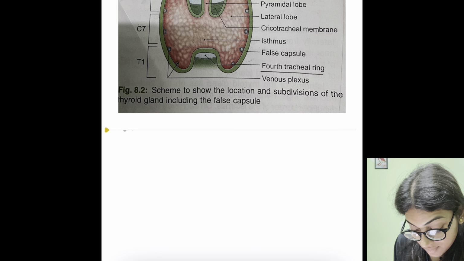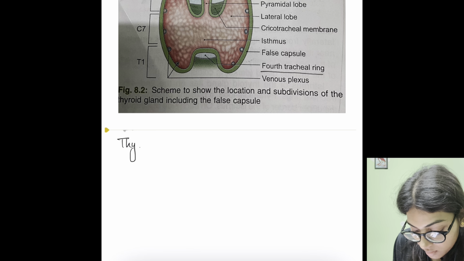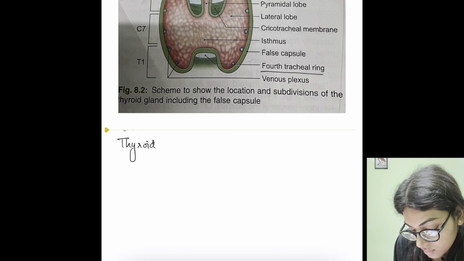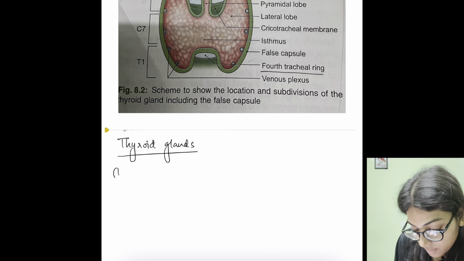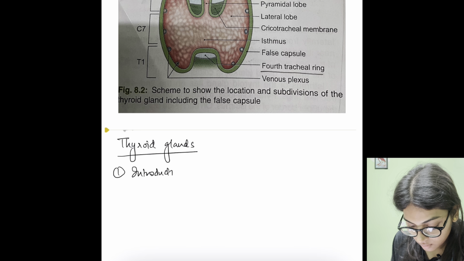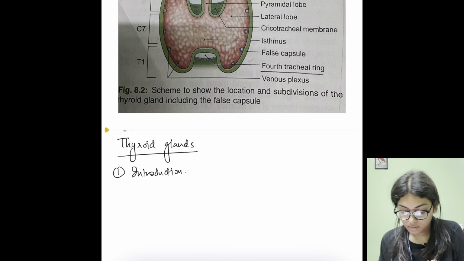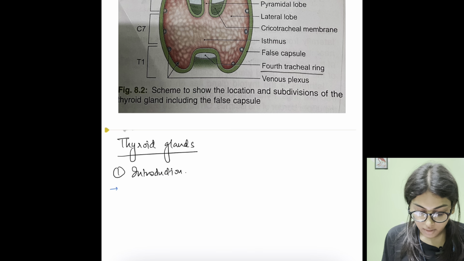Today we will discuss the thyroid gland. The major headings are: first, we will discuss the introduction. In the introduction, it is the largest endocrine gland.